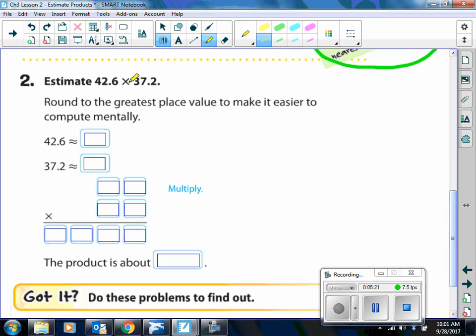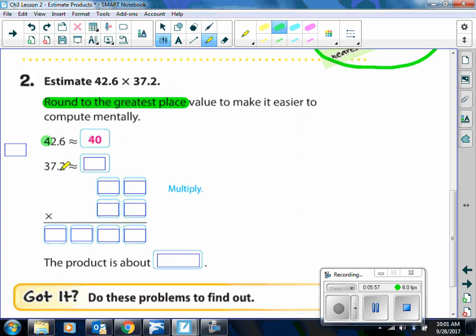So here we're going to estimate 42 6/10 times 37 2/10. So we want to first round to the greatest place value to make it easier to compute mentally. So 42.6 is about 4. Here we're going to see where it says right here, we're going to round to the greatest place value. So the greatest place value is the tens place, right? So we're going to round to the tens. So that's going to be 40.